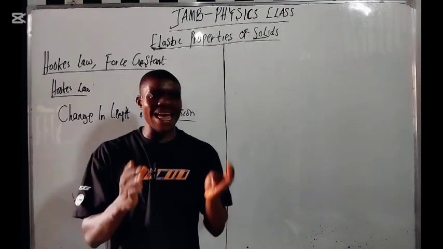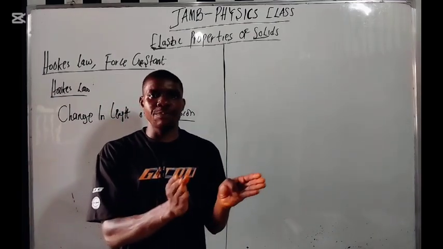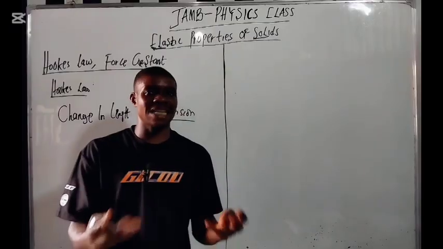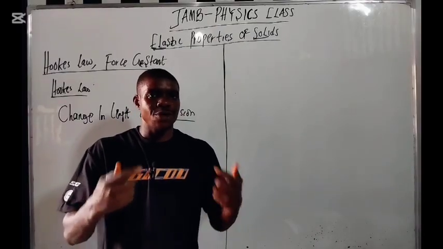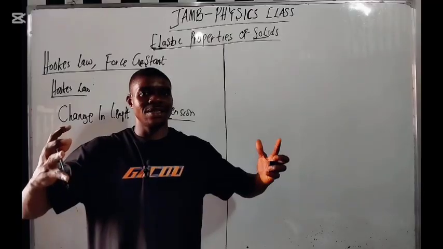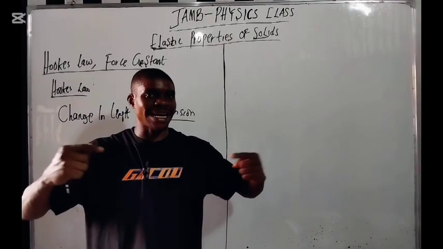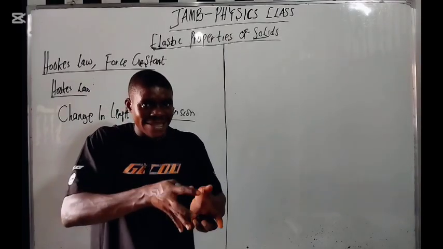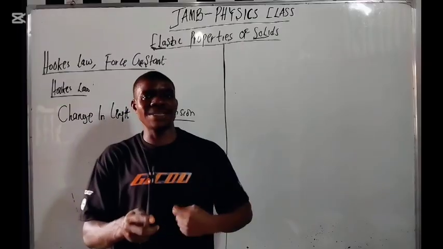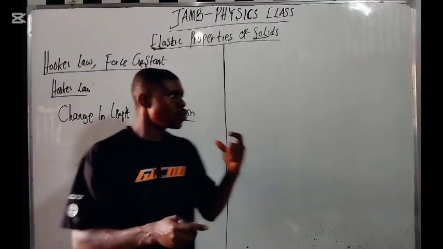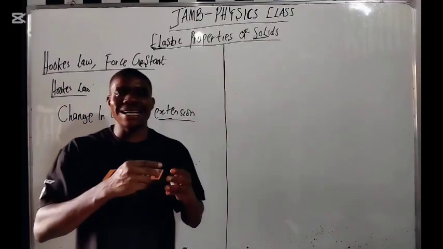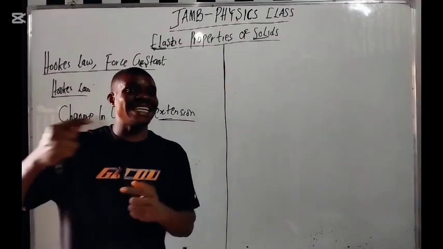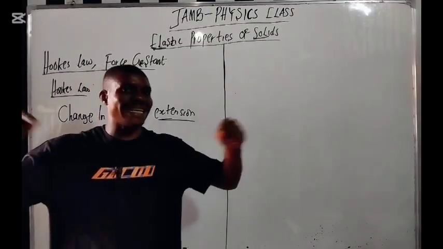So look at something here. Every elastic material has what we call an elastic limit. Once you apply a certain force and you get to a point where the material cannot regain its original size or shape, we say it has exceeded the elastic limit. Do you understand? So when you are stating Hooke's law, it must be under the elastic limit, provided that the elastic limit of that material is not exceeded.